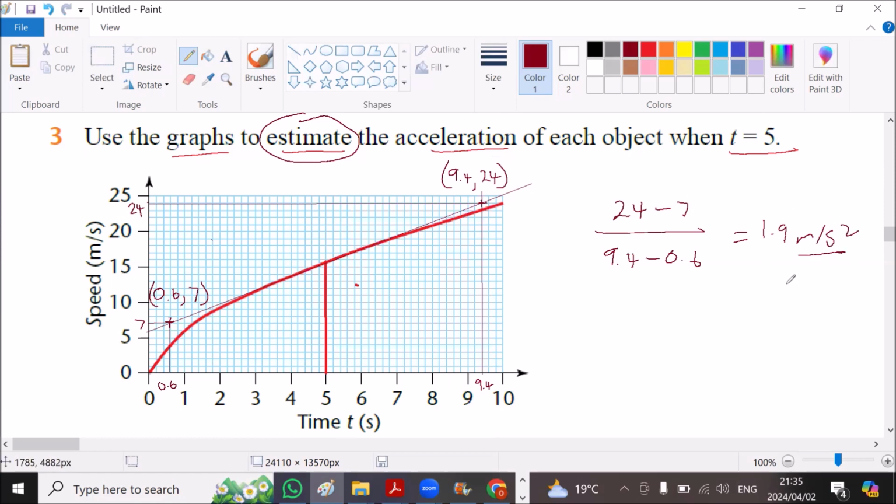Acceleration is in meters per second squared. So that attempt to make a tangent, pick points along the tangent and work out gradient from those two points is what will earn you full marks. Okay.